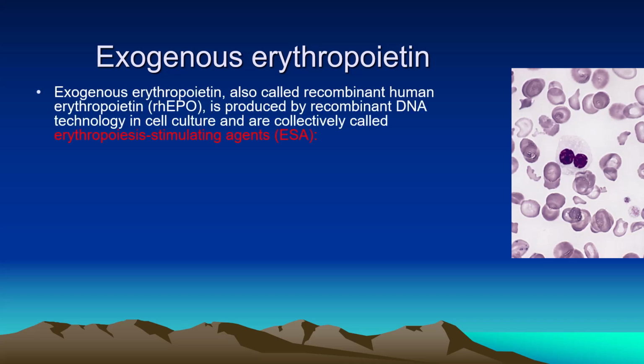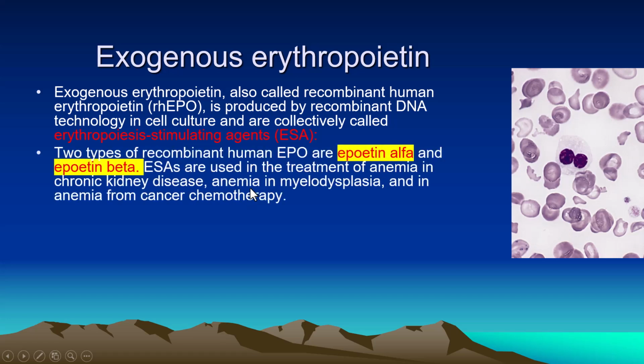Exogenous erythropoietin. What is exogenous erythropoietin? Exogenous erythropoietin is also called recombinant human erythropoietin, and the term is rHEPO. It is produced by recombinant DNA technology in cell culture and is collectively called erythropoiesis stimulating agent, ESA. Two types of recombinant human erythropoietin are epoetin alpha and epoetin beta.